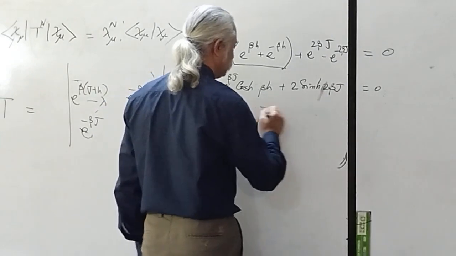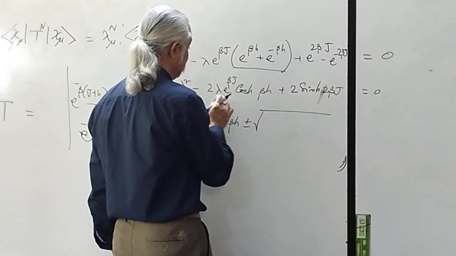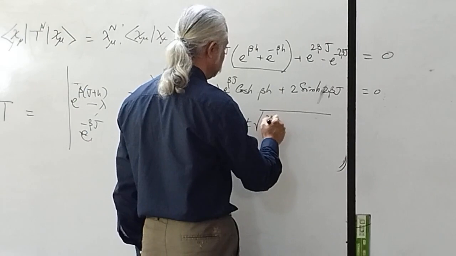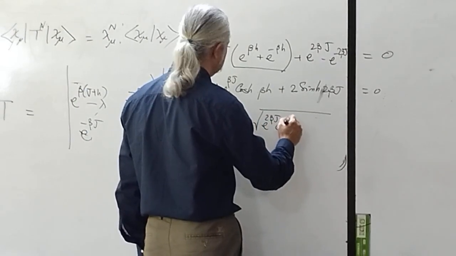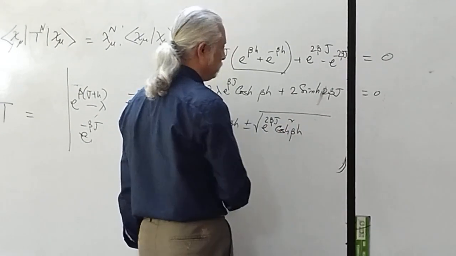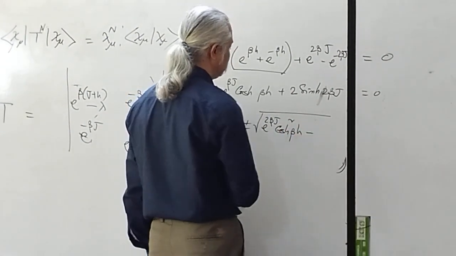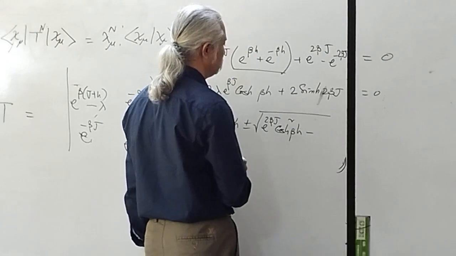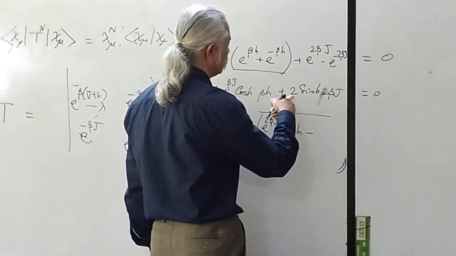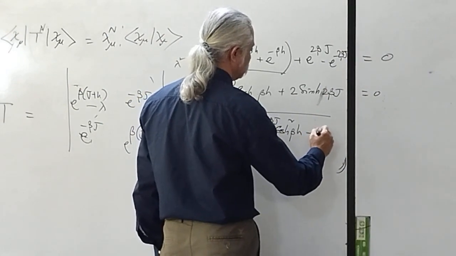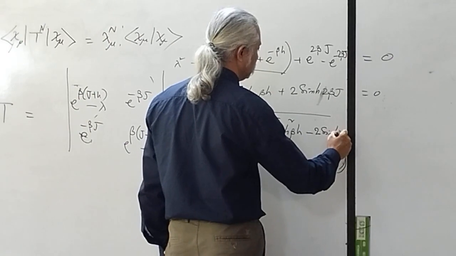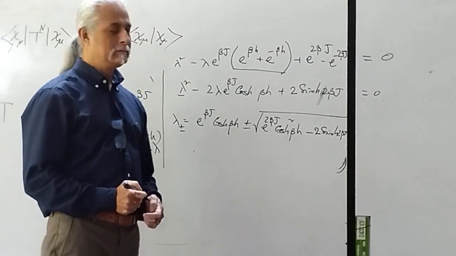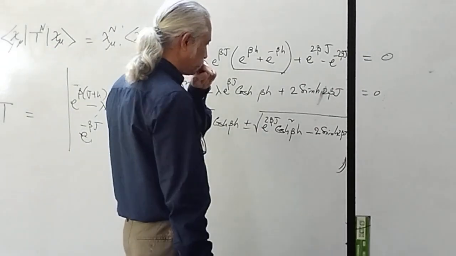Plus minus square root of এখন আমরা b square, এটা 4 হবে, এর 2 এর 4 will cancel out, তো থাকবে e to the power 2 beta j cosh square beta h minus 4ac মানে কত, 4 cancel so 2 sinh 2 beta j. Is it all right? Acha fine, good.